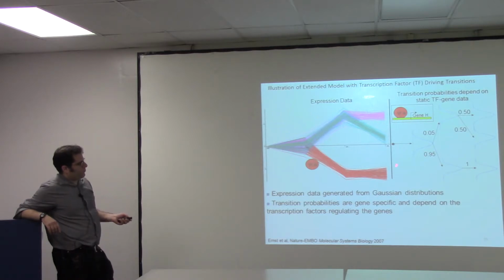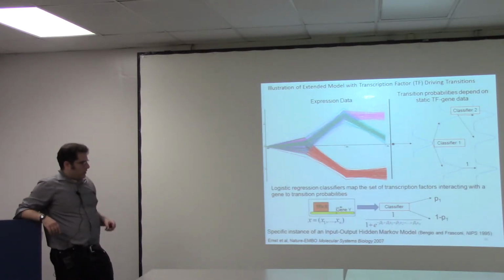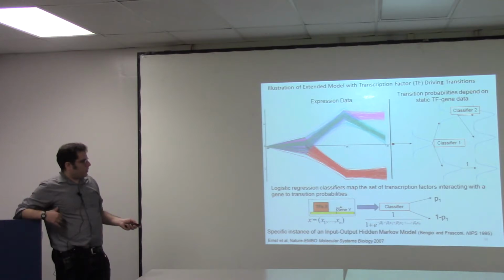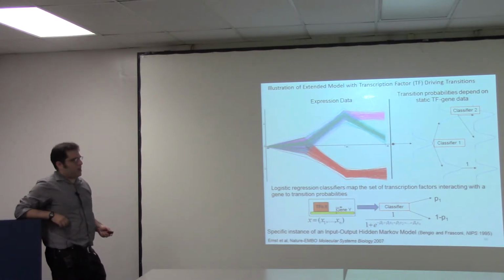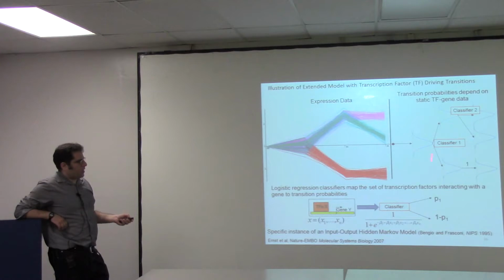And similarly, if a gene was regulated by transcription factor B, and most genes regulated by transcription factor B are on this path, we would assign a higher probability of transitioning here. And then more generally, we have a classifier which converts the set of static transcription factor gene associations for a gene, so a vector of which transcription factors bind the gene, into a probability that it should go either to this higher or lower path.